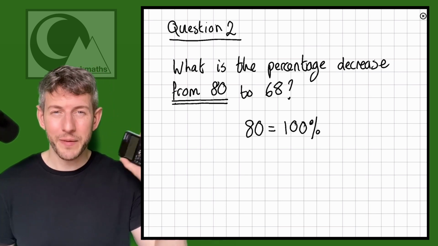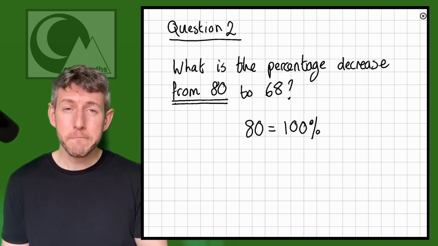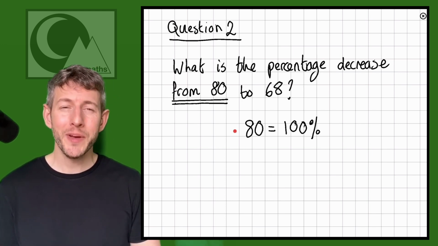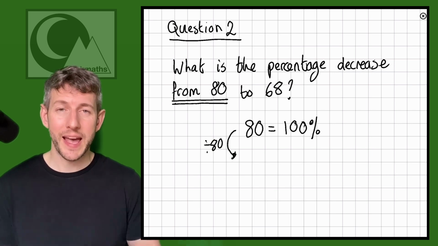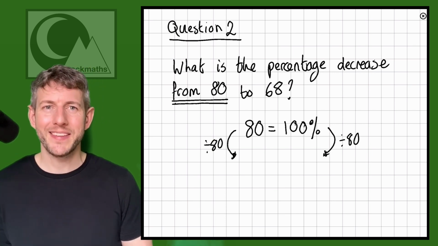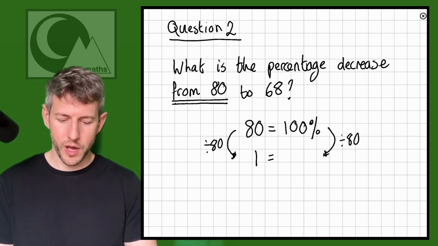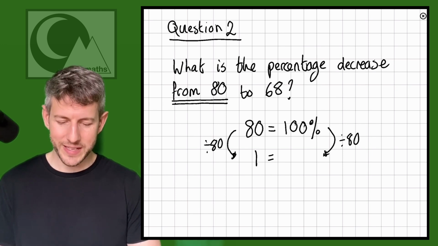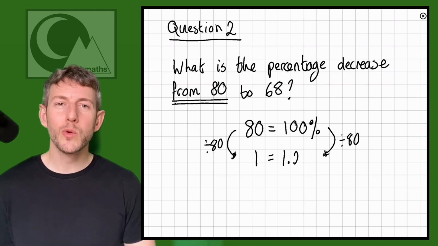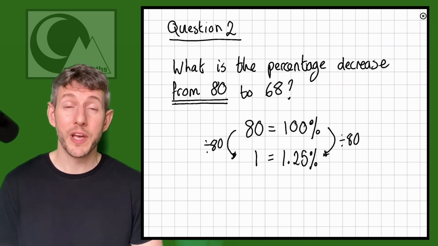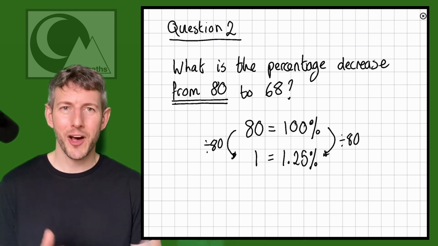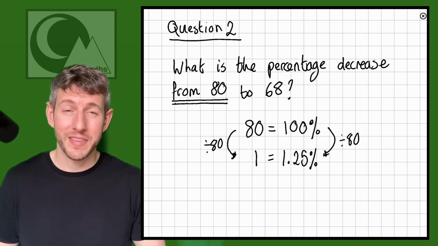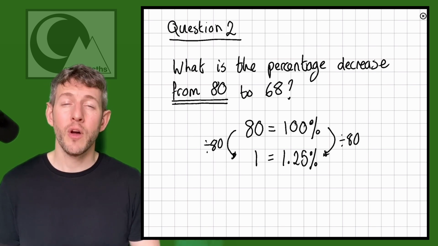I am going to use my calculator. So we've got 80 is worth 100%. So now what I need to do is divide both sides by 80. So 80 divided by 80 gives me 1. And then 100 divided by 80 equals 1.25. So here we go. If 80 is 100%, we know that 1 is 1.25%. So there we go. We've got that information now.